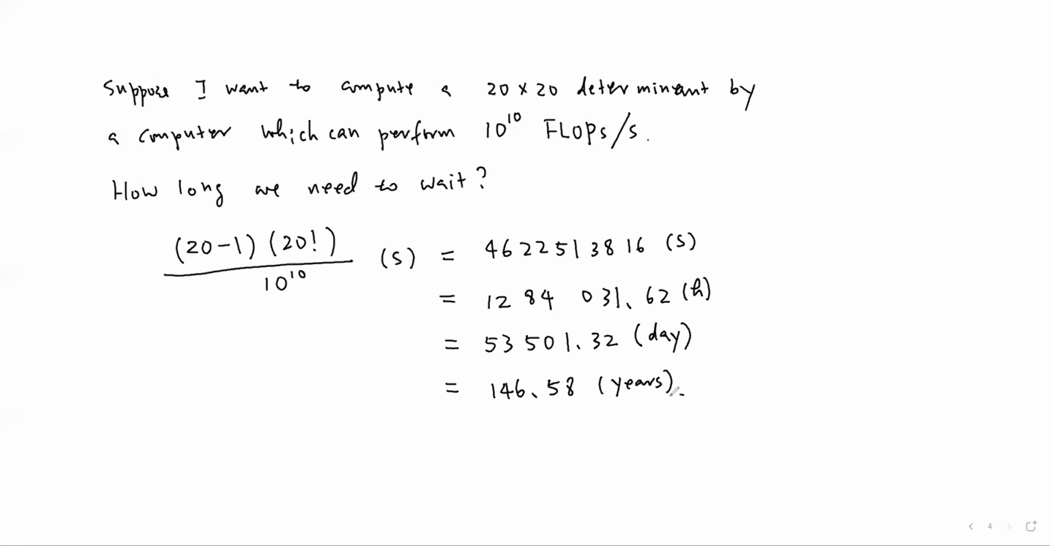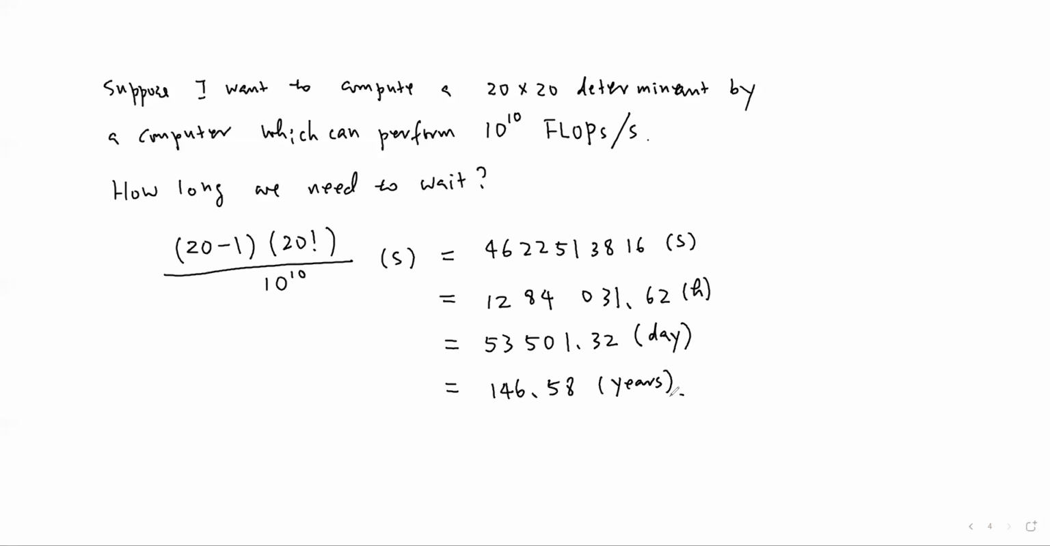Clearly, if you use the formula to compute a determinant, it is almost impossible to get the result. You need to wait for over 100 years with a supercomputer. So clearly, the formula is a very, very bad method.